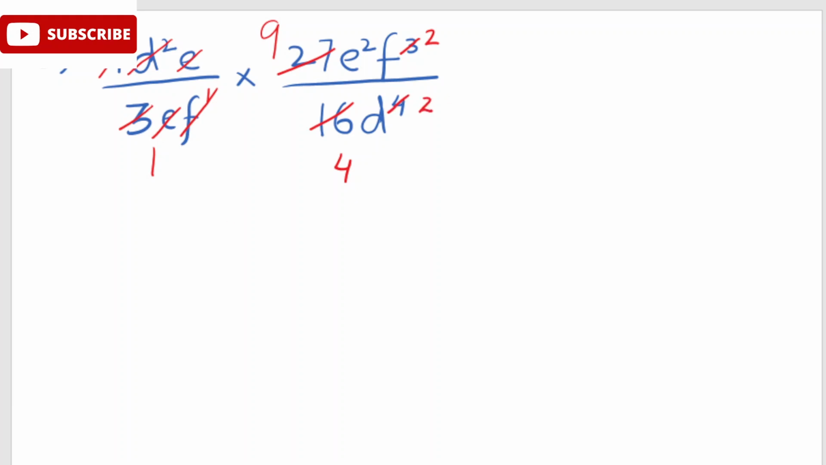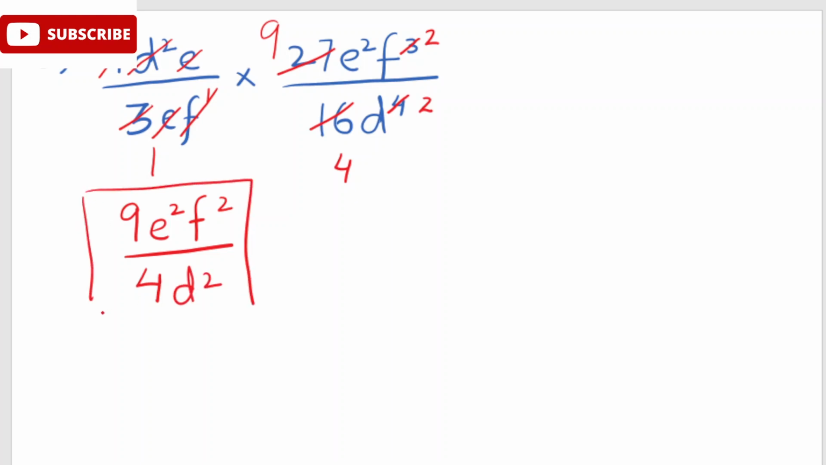So after this we can solve the question this way. The final answer, it's easy for us to write this way, or write the final answer directly. So I can just write 9. Look, just e square f square is left in the numerator, and in the denominator we'll just write 4d square. So this is the final answer. Further on we cannot simplify this one, so that's why this is the final answer of the part.